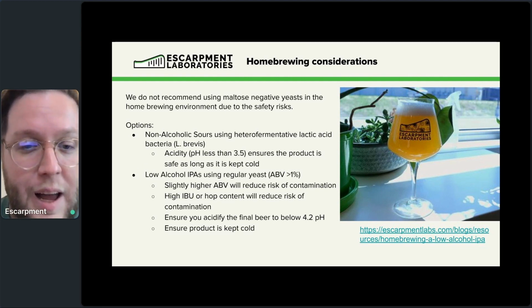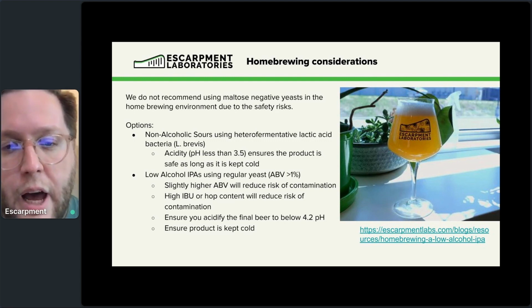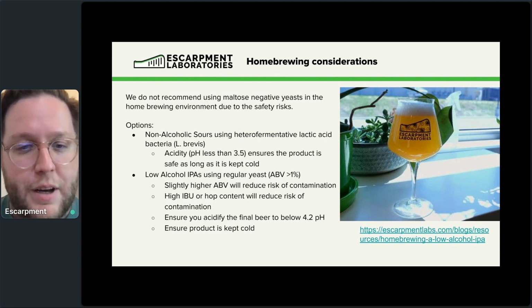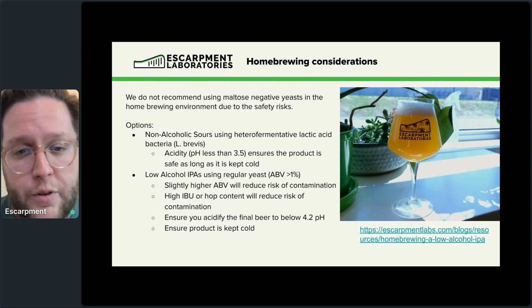Another great option is low alcohol IPAs. The reason I say IPA is because introducing the hops will also reduce the risk of contaminant organisms, right? So applying those hurdles. I would target not 0.5%. Like if you don't legally have to make the beer 0.5, it's going to be easier for you if you target around 1 or 1.5% alcohol. That itself will also add more hurdle to reduce the risk of contamination.